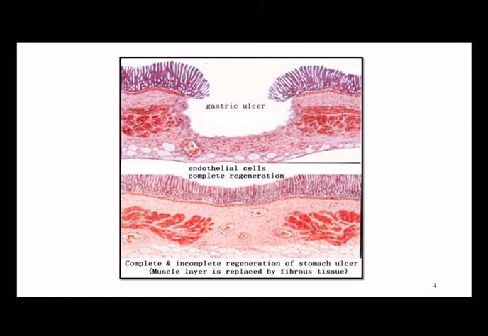This is a gastric ulcer with large area of tissue defects. The mucosa, submucosa, and smooth muscle are damaged and lost. After tissue repair, we notice that the epithelium shows complete regeneration, but the smooth muscle here is filled by fibrous tissue, which is incomplete regeneration.